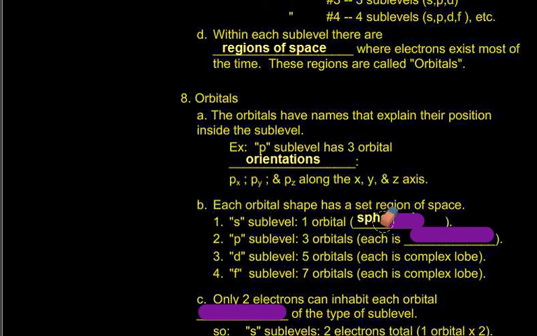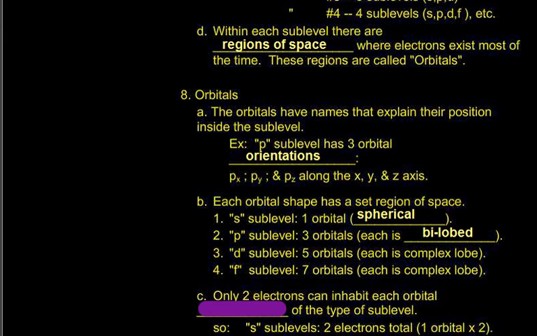The S sublevel has 1 orbital and it's spherical. The P sublevel is bilobed. There's 3 orbitals. I'll show you a demonstration of those in class, and I'm going to show you an animation here that might be a better example for what we're talking about. Then there's D. In the D sublevel, there's 5 different orbitals, and each one of those has a very complex pattern to it. And F is even more complex, and there's 7 orbitals of those.